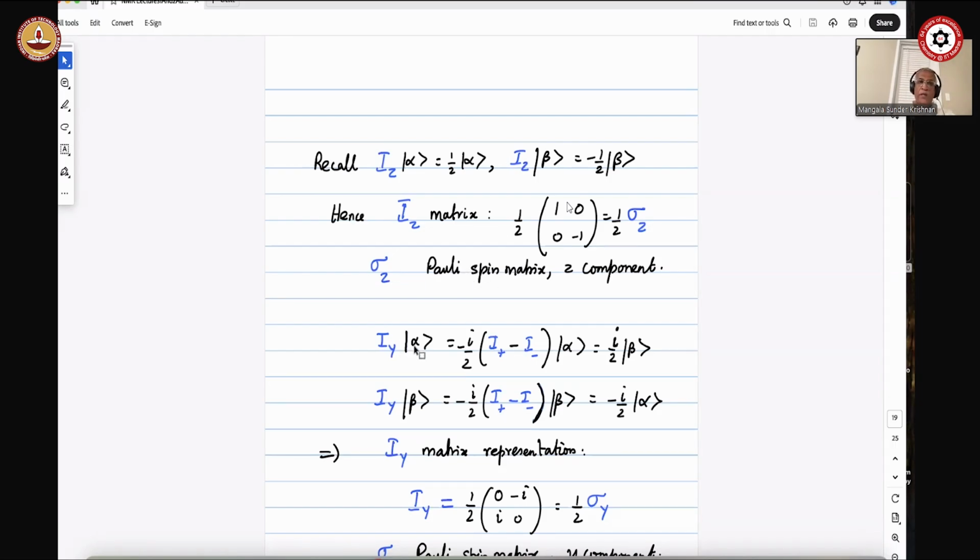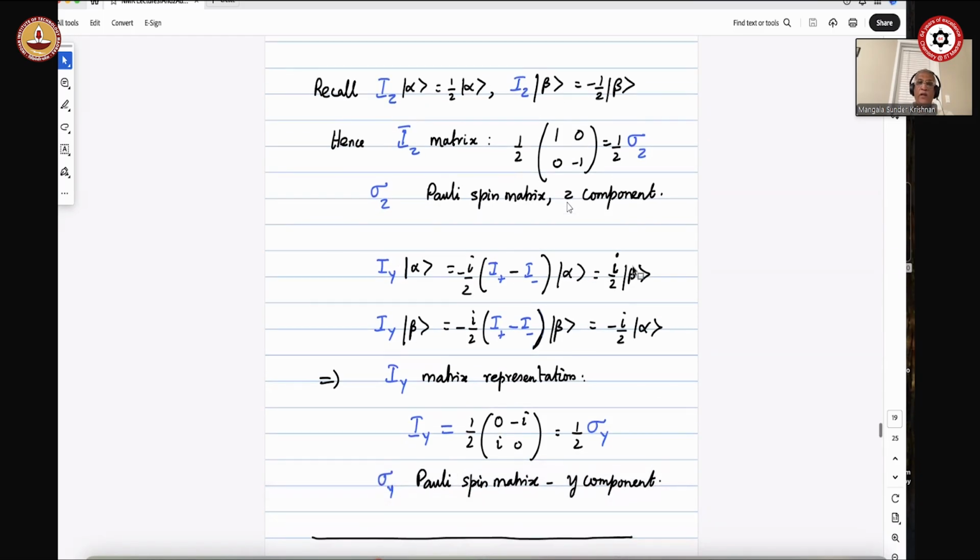Iy has this form: minus I by 2, I plus minus I minus on alpha. You remember I plus on alpha is 0. I minus on alpha gives you beta. There's a minus and a minus, so it gives you plus I by 2 beta. So Iy on alpha gives you I by 2 beta. Iy on beta gives you minus I by 2 alpha. You can see that here: I minus on beta is 0, I plus on beta gives you alpha, and there is a minus I by 2. So this is a minus I by 2 alpha.